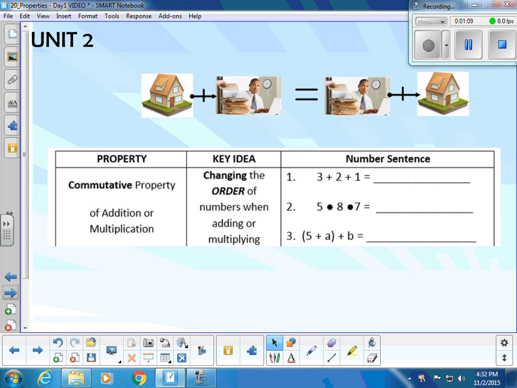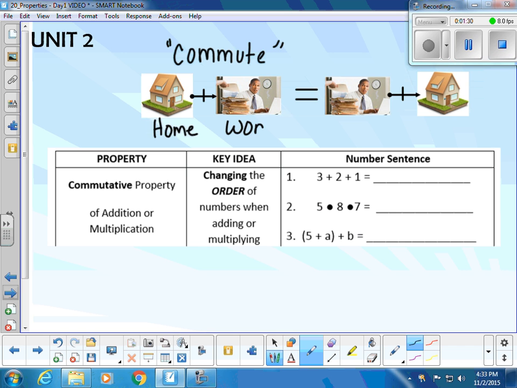Okay, so our first property that we're going to look at is the easiest. It's the commutative property. If you think about it, most of your parents commute to work, so the key word is commute. That means that they start their day at home, then they go to work, and at the end of the day, they go from work to home. But the result is still the same. They're still traveling the same distance. They're just doing it in reverse order.